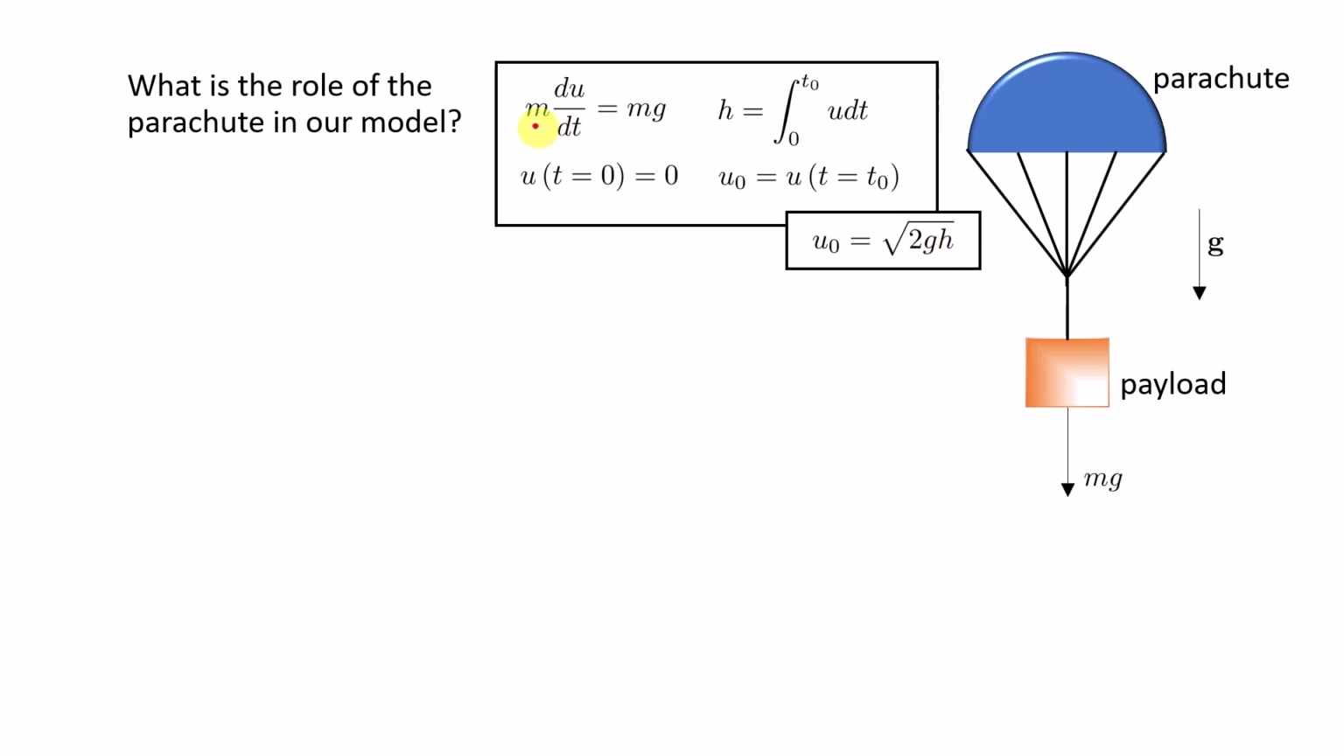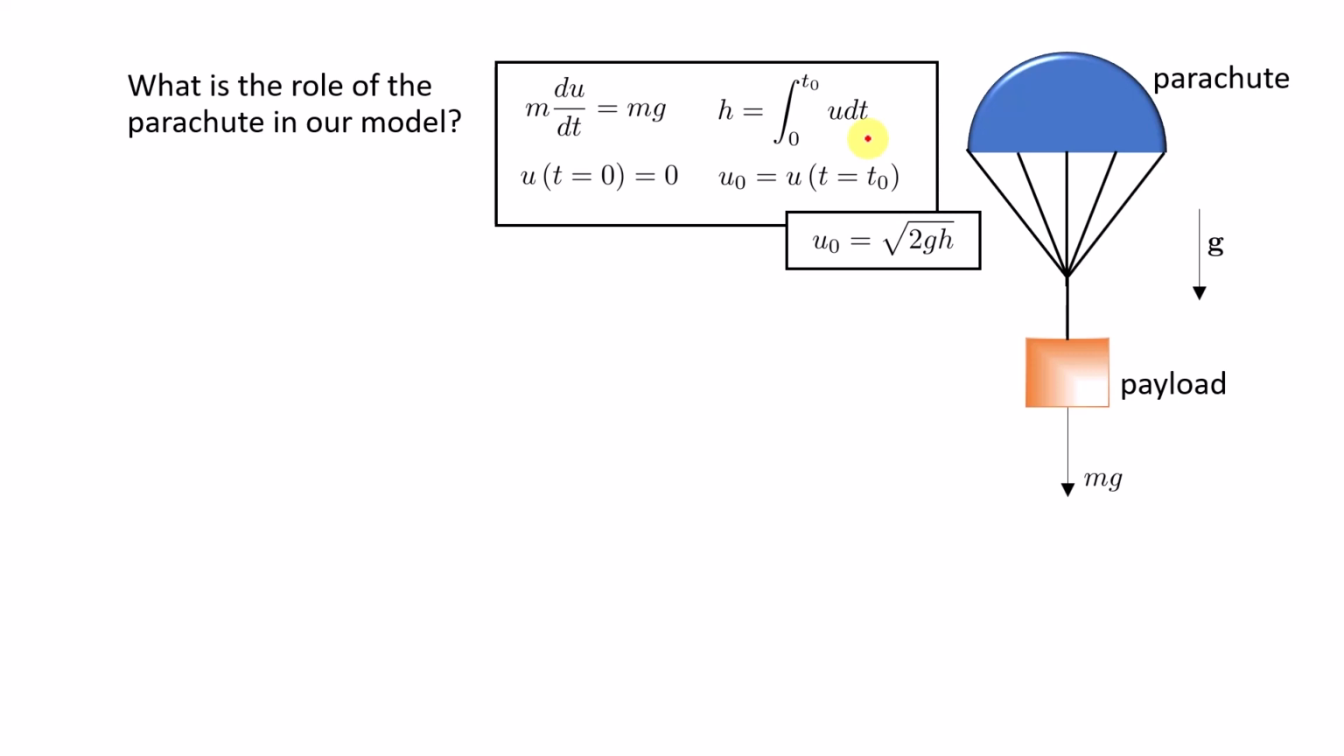Actually, there you see that m du/dt equals mg, which is the basic equation here for the falling of the payload. The same equation will be applicable if we release the payload without a parachute. Therefore, this particular model has one problem: it is not considering the effect of the parachute.